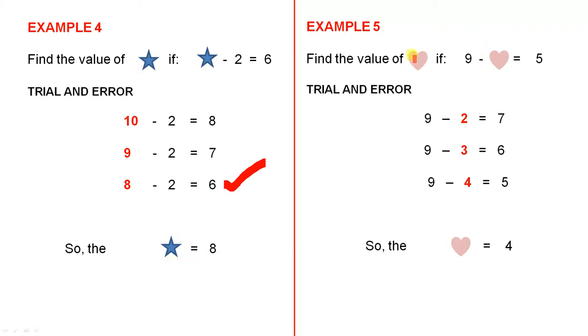Next example. Find the value of the heart if 9 minus the heart equals 5. Let's try 2 for the value of the heart as trial and error. 9 minus 2 equals 7. No, we want an answer of 5. 9 minus 3 equals 6. Nope, because we want an answer of 5. 9 minus 4 equals 5. Yes. So the heart equals 4.